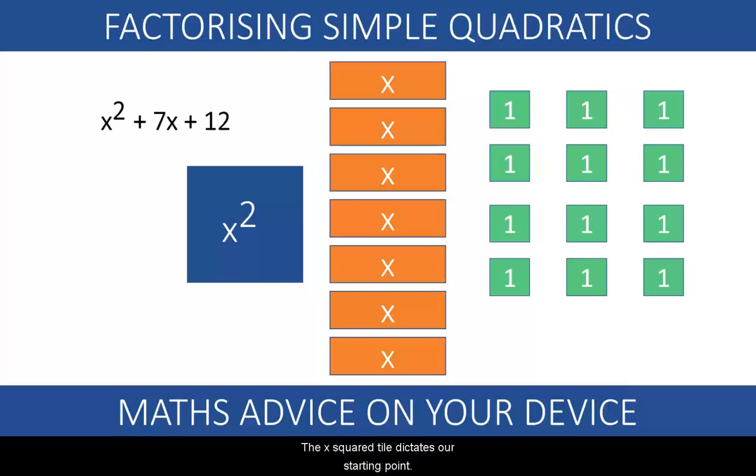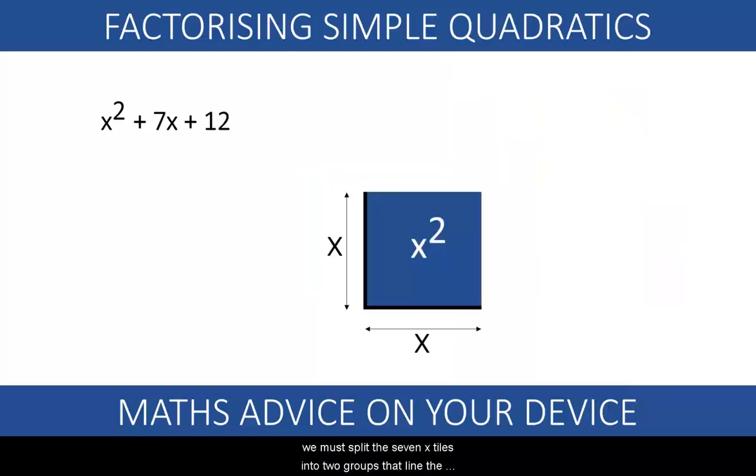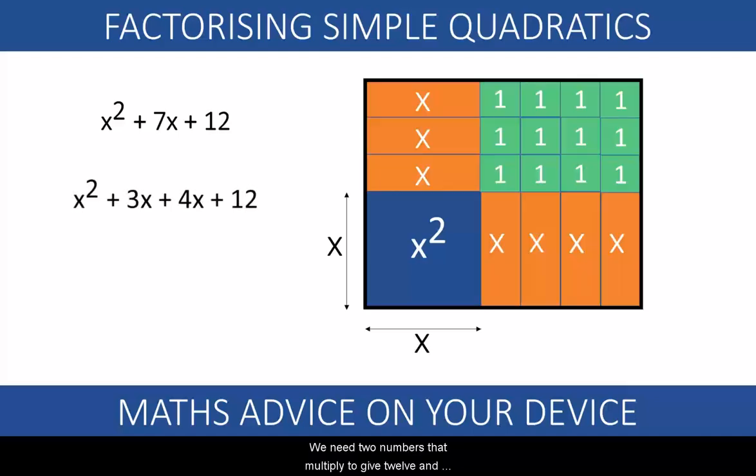The x squared tile dictates our starting position. Its sides must be x by x. To complete the rectangle, we must split the 7x tiles into two groups that line the sides, leaving a specific gap in the corner for the 12 unit squares.